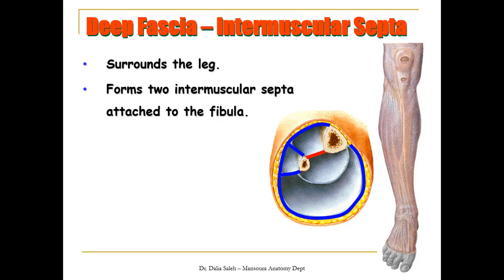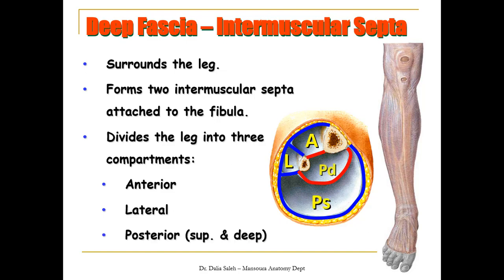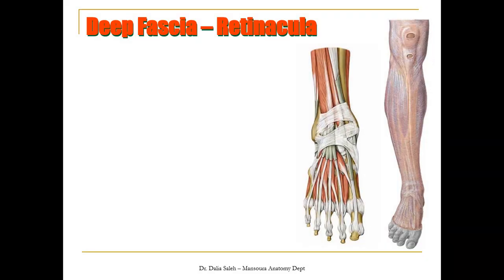So the skeleton of the leg, together with the interosseous membrane and the deep fascia with both intermuscular septa, divide the leg into three compartments. We have the anterior compartment, the lateral compartment. On the back, we have the posterior compartment, which is further subdivided by a septum of deep fascia into superficial group and deep group.